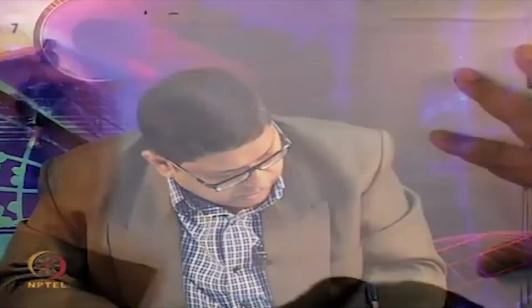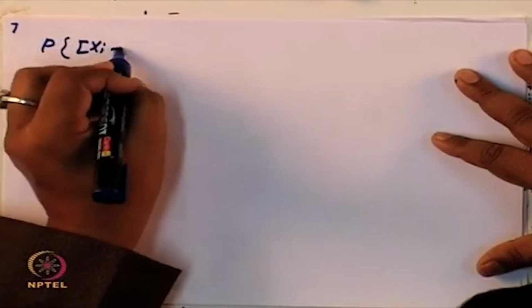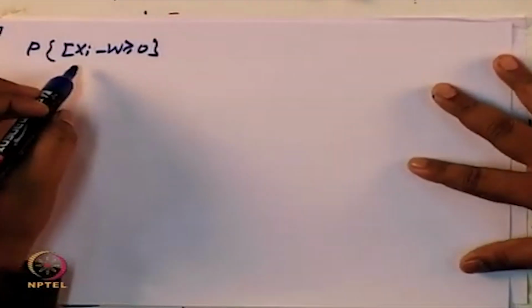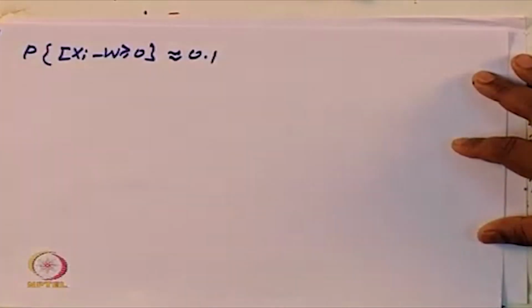So, we have been asked to calculate the probability of summation xi minus w greater or equal to 0. Why? Because if summation xi is less than w, there is no damage on the bridge. Only when summation xi begins to exceed w is there any chance of damage to the bridge. So, we have been asked to calculate this, which is roughly equal to 0.1.